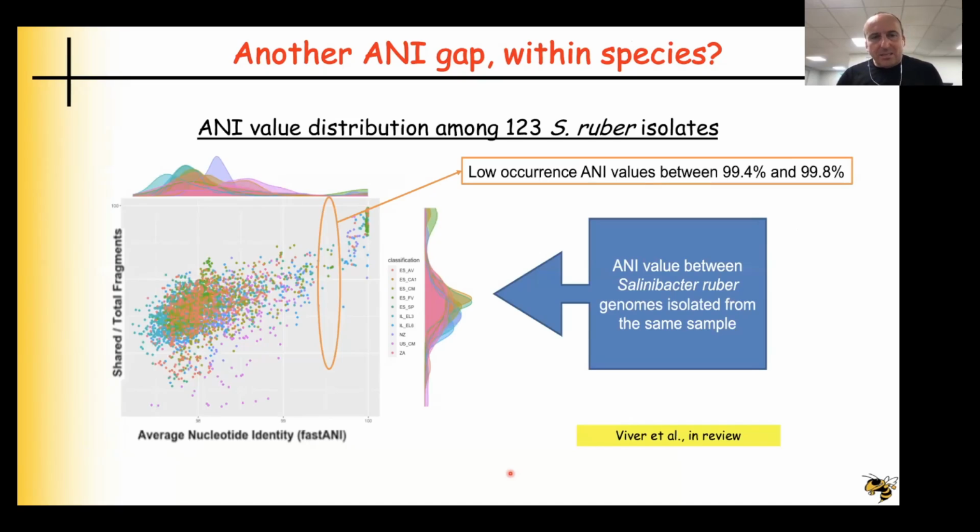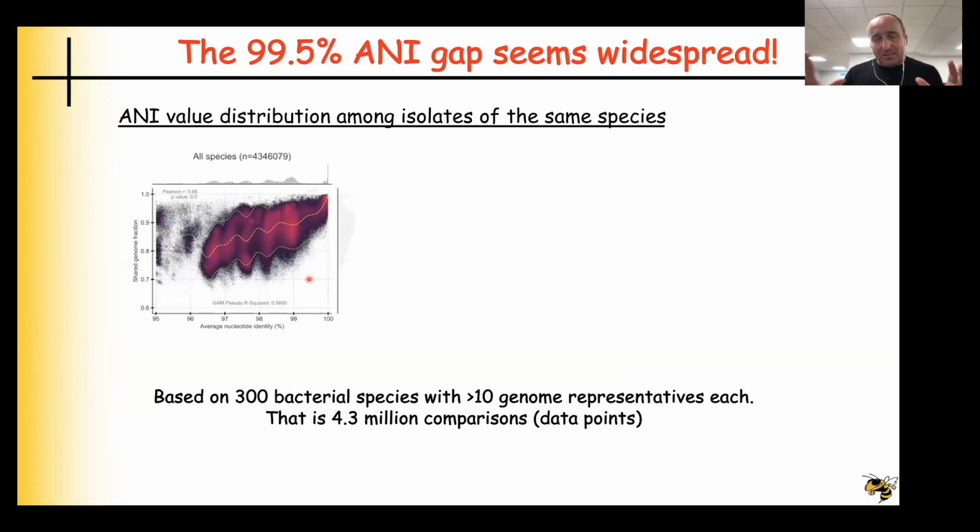So in our analysis of these 123 genomes we got, we saw another gap of ANIs. More specifically, we see a shortage of genomes, even though we randomly sequenced them with no pre-selection, around 99.5% ANI. So either our genomes are very, very similar, or they are below 99.5. And that gave us the clue to look at all our genomes more broadly.